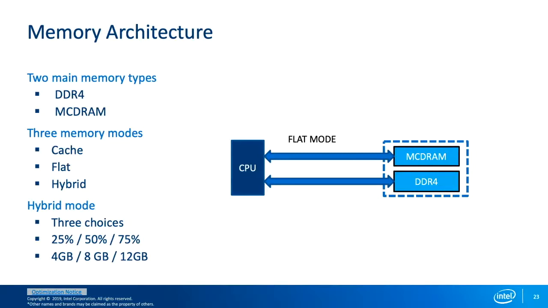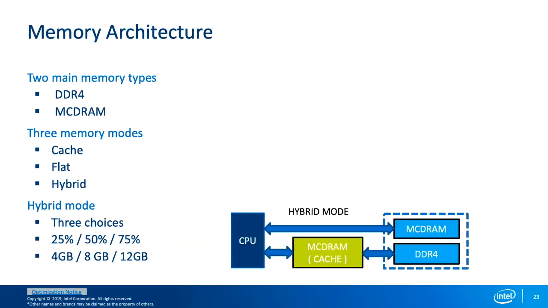In flat mode, you have 2 separate memory spaces. You have to explicitly tell the system where you want to run your memory allocations and so on. Do you want to do it in DDR4? Do you want to do it in MCDRAM? And hybrid is obviously a mode where you can choose a fraction of the MCDRAM to be set aside as cache, and the rest of the MCDRAM be used as direct access.